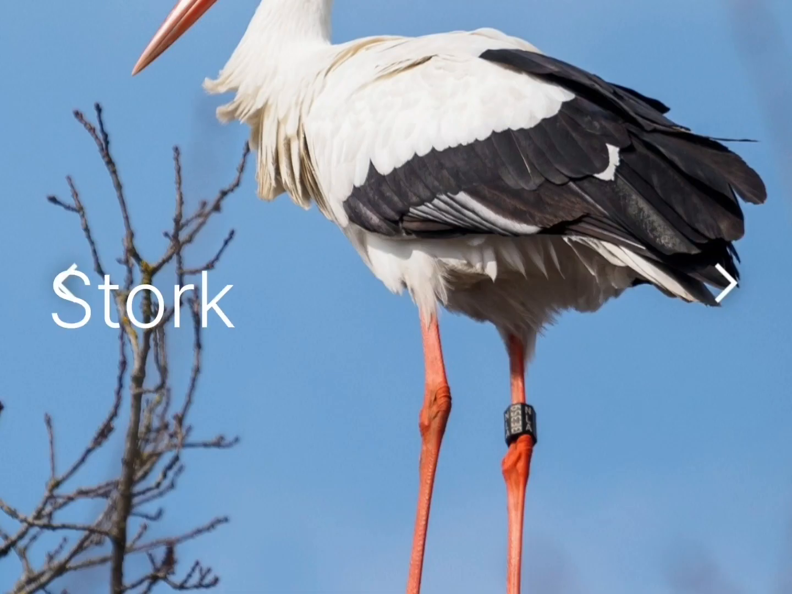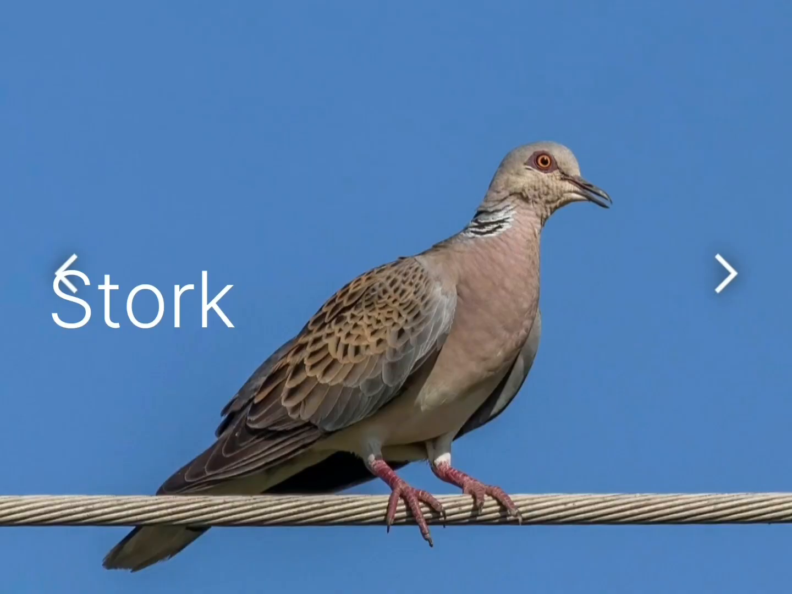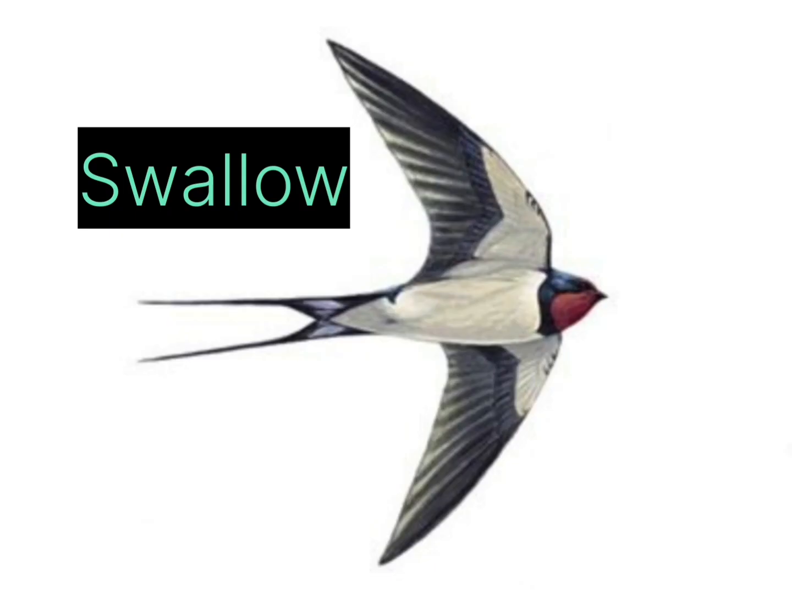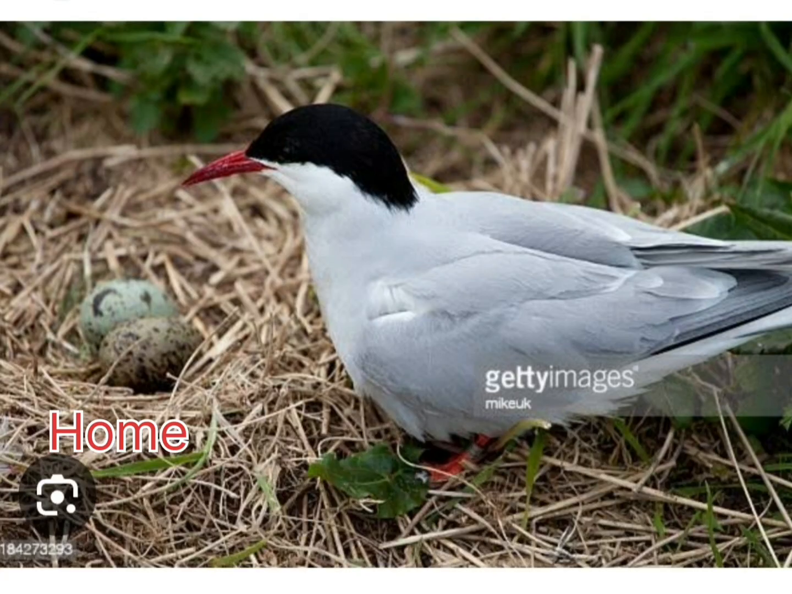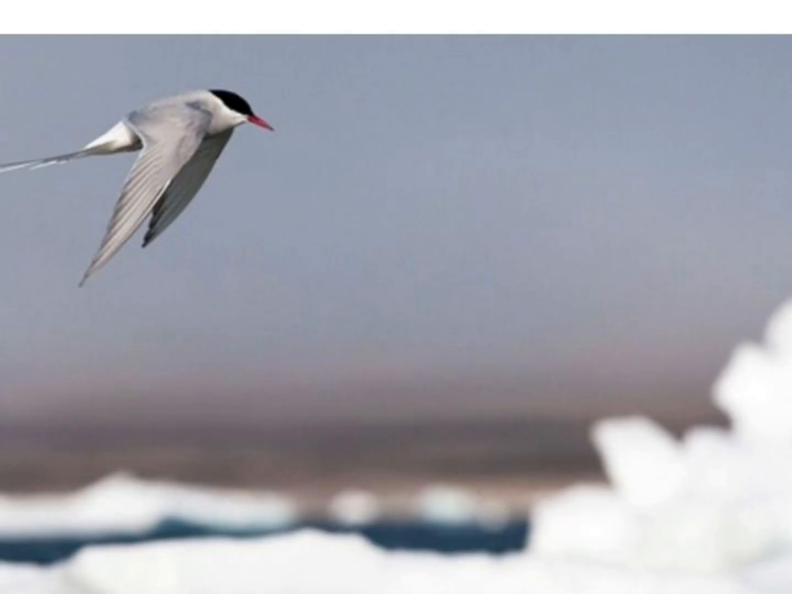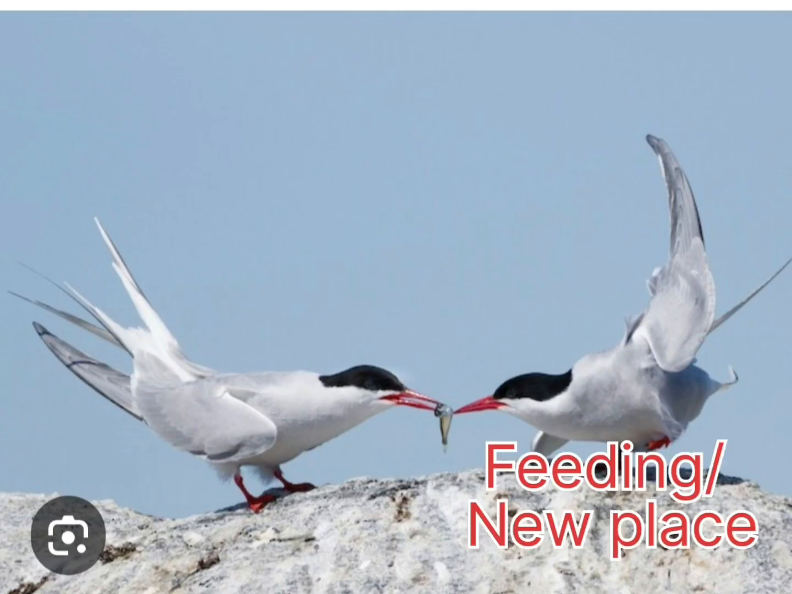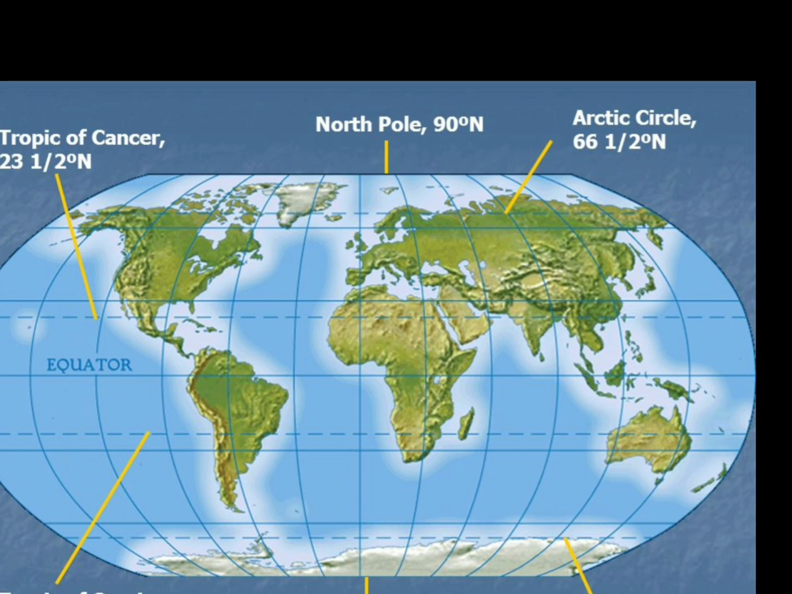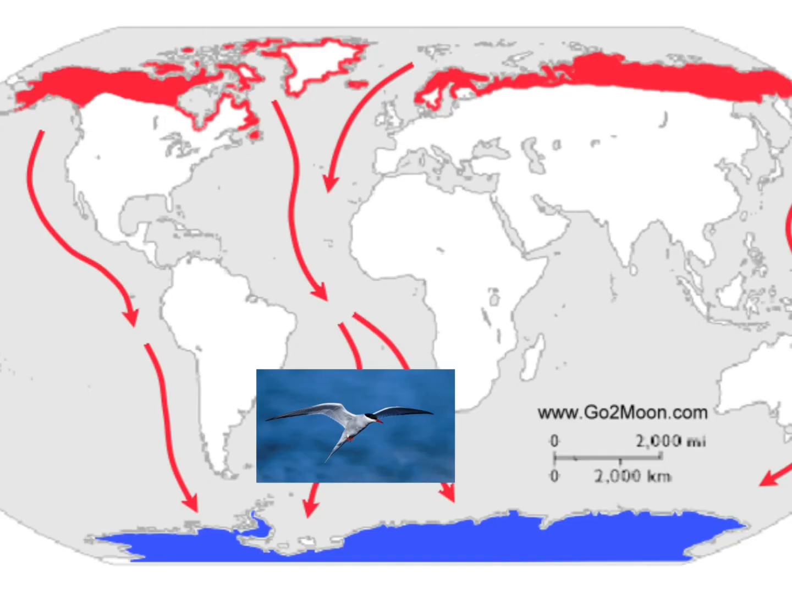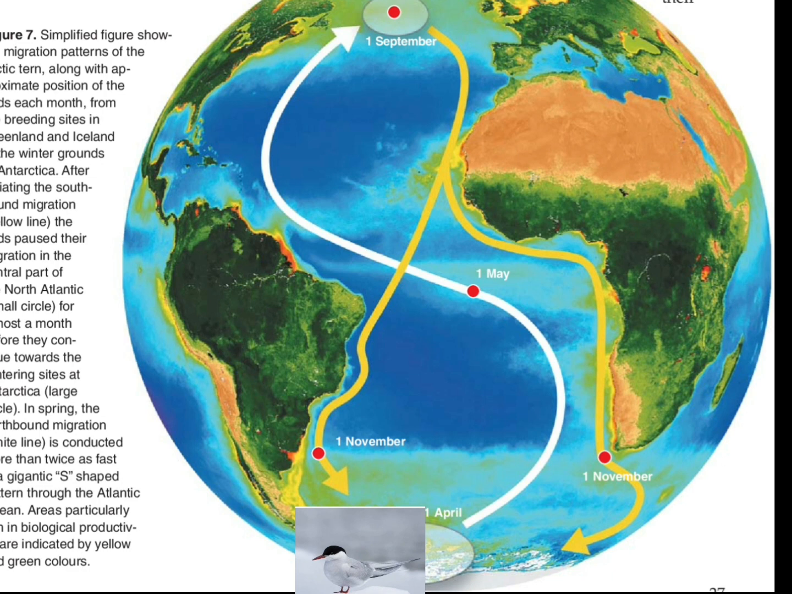Migration of birds like storks, turtle doves and swallows was recorded as many as 3000 years ago. Their breeding and nesting place is called home, and a feeding and resting place is called a new place. In birds, migration means a two-way journey from a home to a new place and the back journey from the new place to the home.